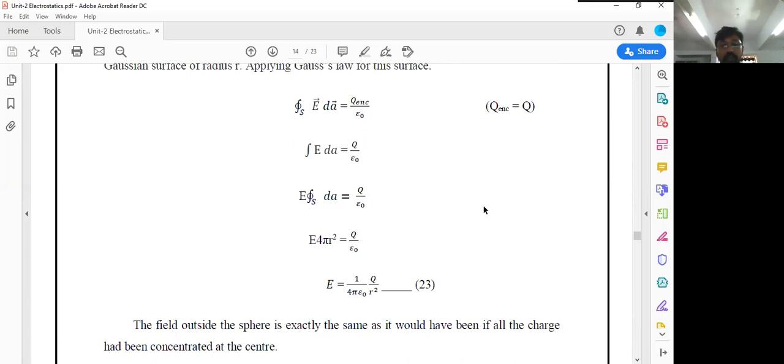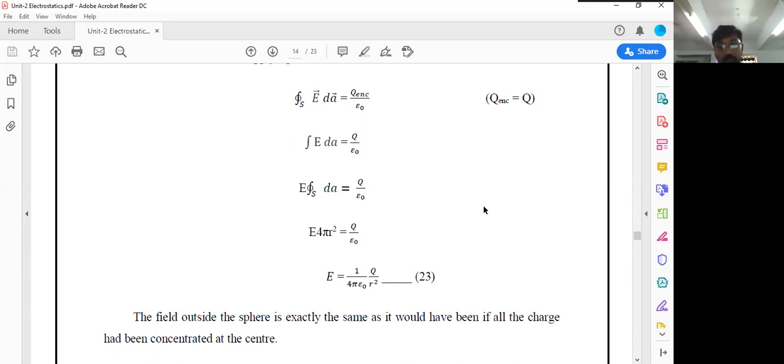So this is the electric field due to a charged solid sphere at distance r from the center of the sphere. From equation 23 for the electric field, we can say that the field outside the sphere is exactly the same as it would have been if all the charge had been concentrated at the center of the sphere.